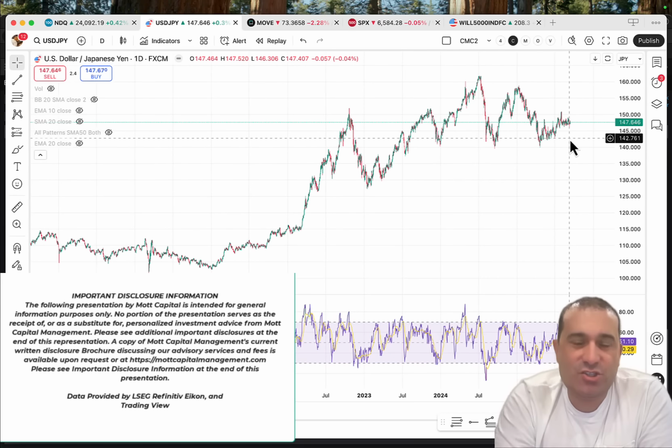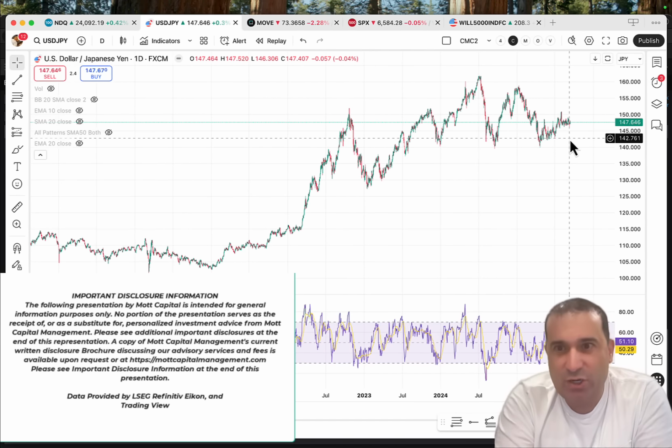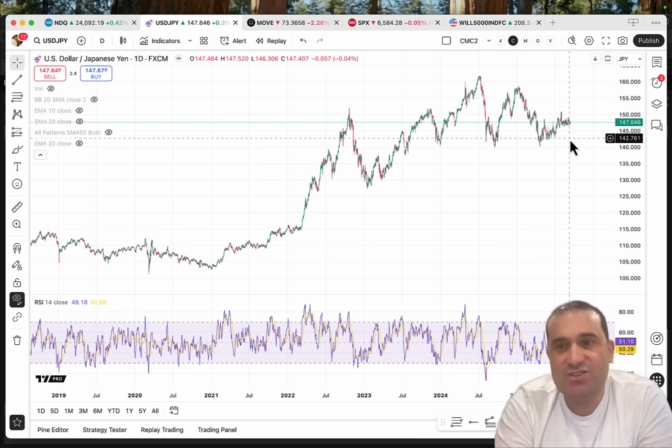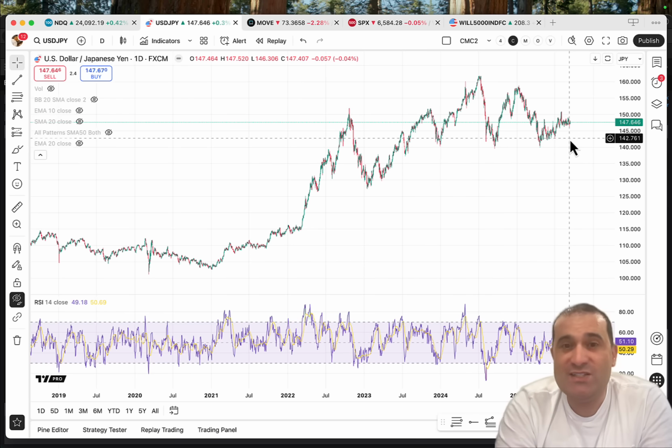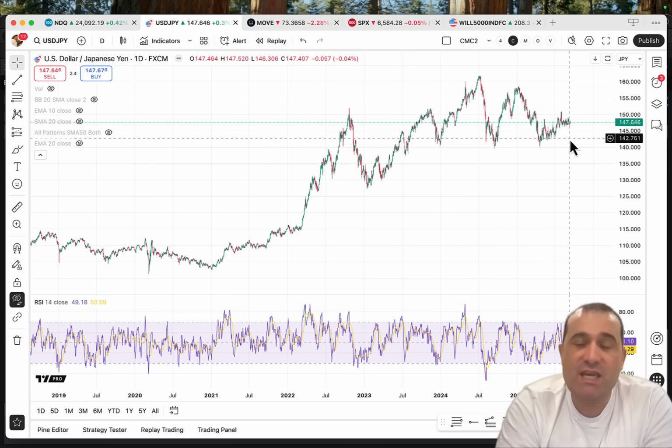So right now we're looking at a chart of the Japanese yen. And why are we looking at a chart of the Japanese yen? Well, because this week we have two big central bank meetings coming up. Well, actually three, but two that we're going to focus on. The first being the Fed on Wednesday, and then a few hours later that evening, we're going to be hearing from the Bank of Japan.